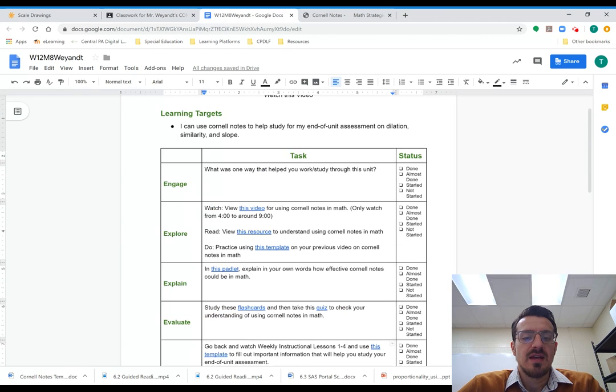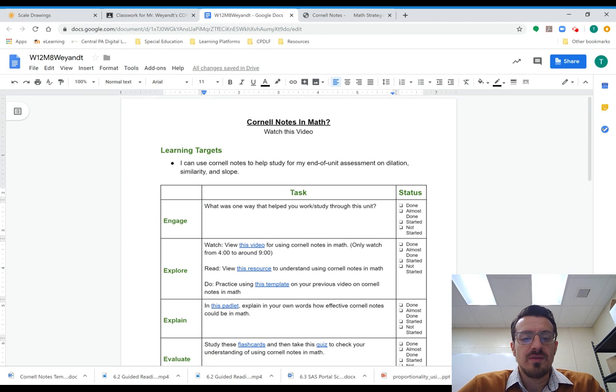So again, hopefully by the end of this lesson, you can confidently say, I can use Cornell notes to help study for my end of the unit assessment on dilation, similarity, and slope. And remember that these lessons are for you to enhance your understanding, or in this case, give you a helpful strategy to be effective in your math classes and other classes that you're doing.